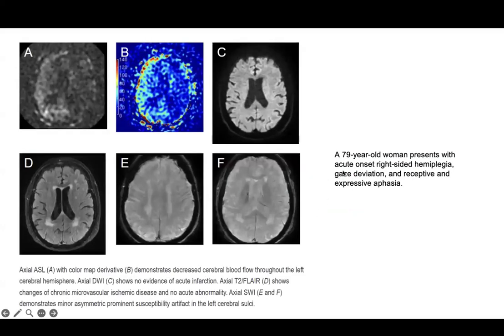This is a 79-year-old woman who presented with right-sided hemiplegia, gaze deviation, and aphasia. By ASL, we can see decreased perfusion in the corresponding hemisphere, but other imaging showed no acute infarct. This patient was later diagnosed with hemiplegic migraine, and EEG was normal in this patient.